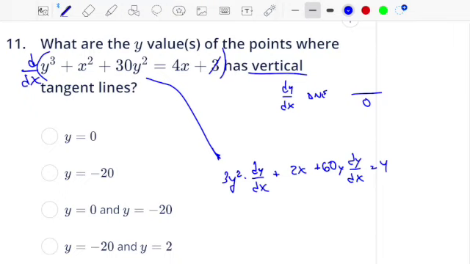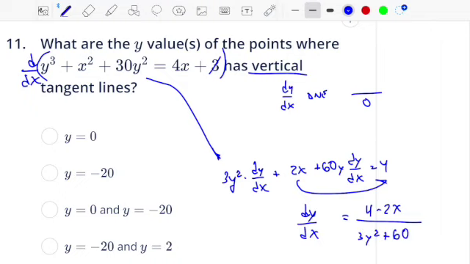So here, I'm going to factor and subtract a whole bunch of stuff at once. We're going to have 4 minus 2x to move that over. We're going to be divided by dy/dx. We'll be divided by 3y squared plus 60y, and that's from those two terms there. Now, it's asking for what are the y values. So we've got 3y times (y plus 20). So we've got y is 0, y is negative 20.